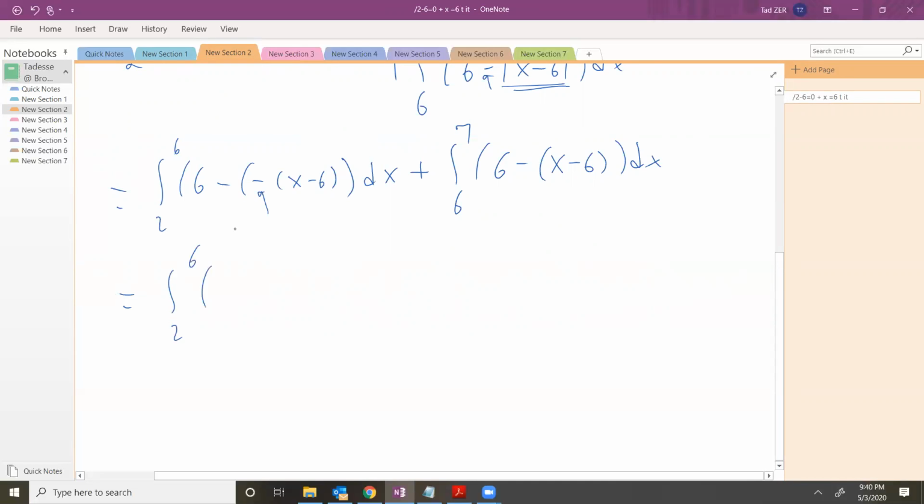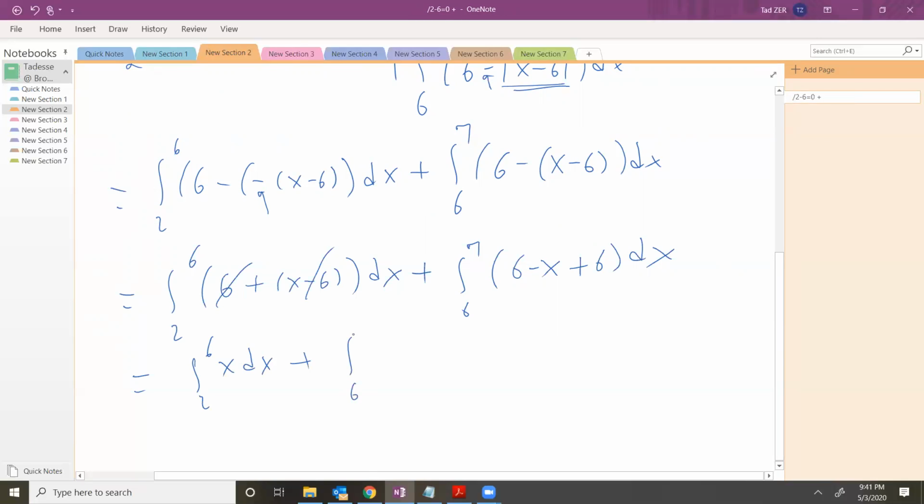From 2 to 6, minus with minus, it becomes plus: 6 plus x minus 6 dx, plus the integral from 6 to 7. Now if you distribute the minus, it will be 6 minus x plus 6 dx, okay? So now you see 6 minus 6, they cancel out. So what's left? The integral from 2 to 6 of x dx plus the integral from 6 to 7 of 6 plus 6, which is 12, minus x dx.